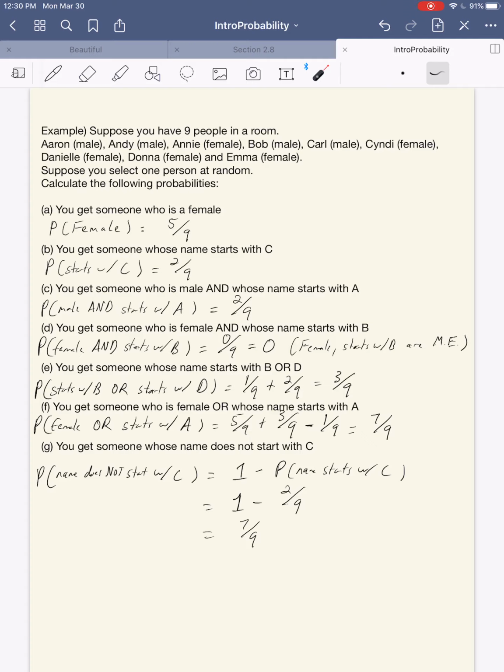All right, so this hopefully just gave you guys a little bit more practice calculating some probabilities, and also made use of the terminology we introduced, mutually exclusive. We also got to see an example of actually using the addition rule where we had to be careful with the overlap. We'll take a look at another example similar to this on the next one.